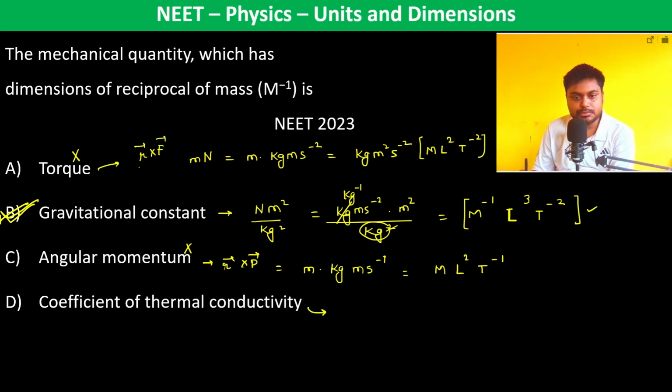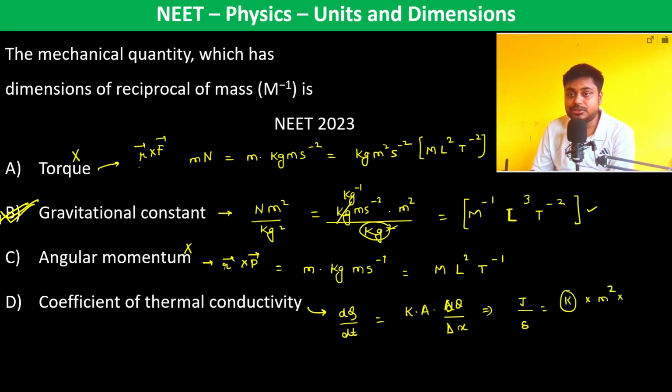And the coefficient of thermal conductivity. So this is dQ by dt is equal to kA delta theta by delta x. So Q is in joule, time in second, k is the coefficient of thermal conductivity, area in meter square, delta theta, that is the difference in temperature, is T, and delta x is in meters.